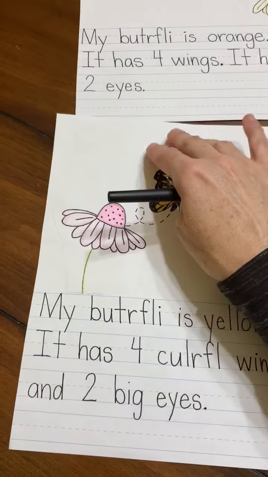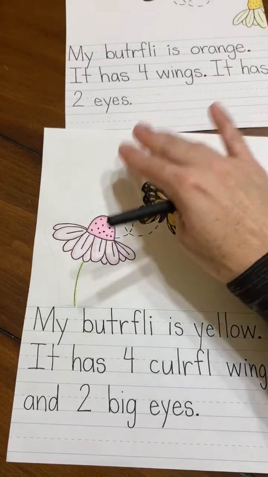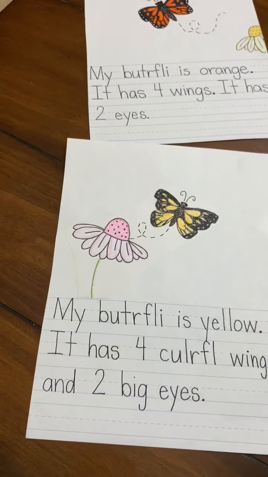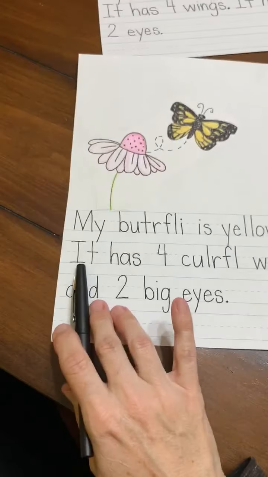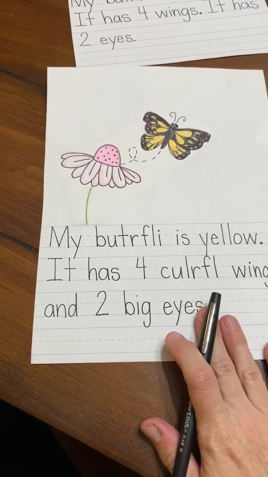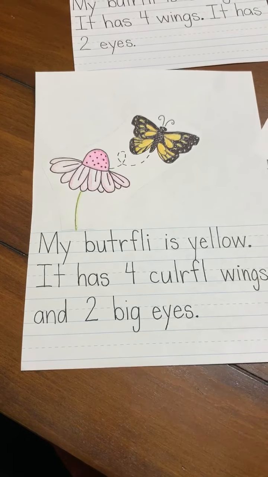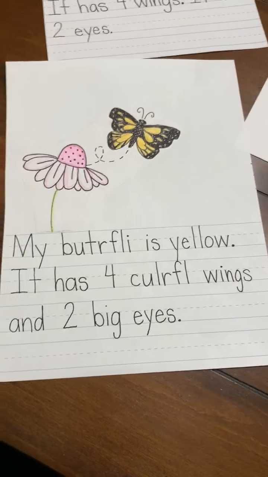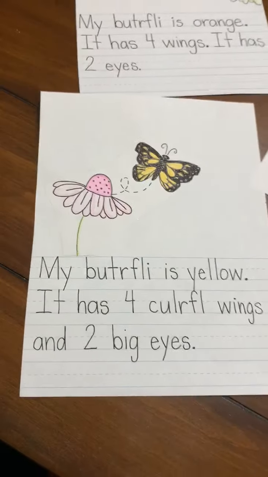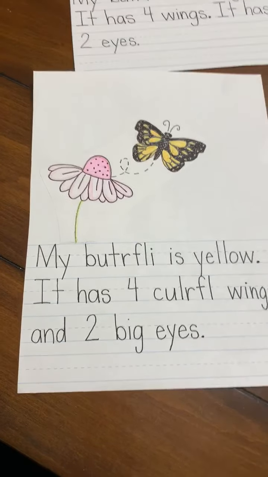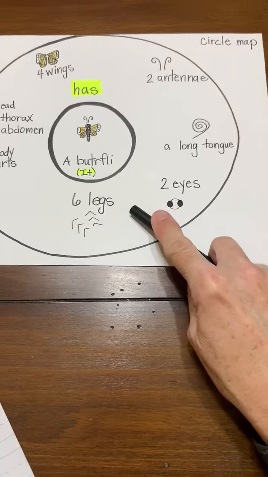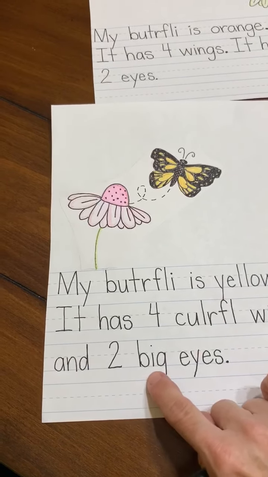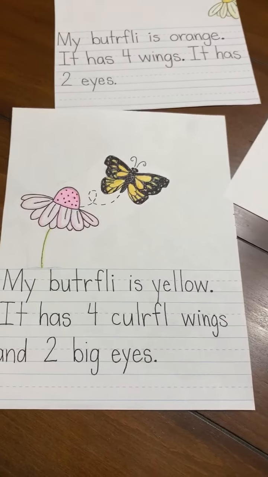Or even my butterfly. My butterfly is orange. My butterfly has 4 wings. My butterfly has 2 eyes. It's very songy. So this is what we're trying to get to. They could add something. Maybe at the end they wanted to add, did you know a butterfly is an insect? Did you know they are insects? That's fine. But I think for this week, just stick to the circle map for now. And your challenge will be to add these extra details within your sentence choices.